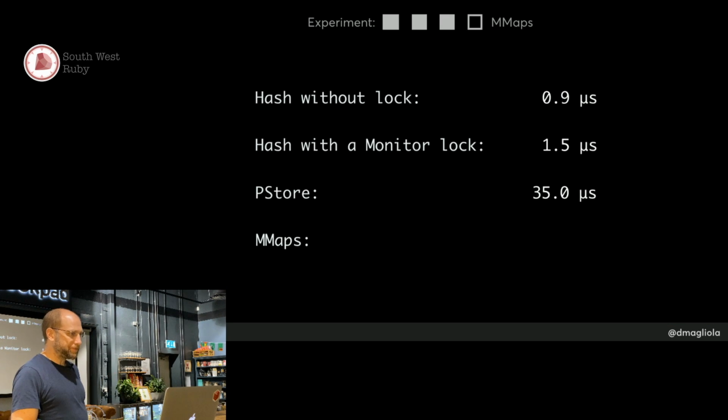Now, how fast is this? Well, as a recap, if you remember, we had a hash with no synchronization at all, which was just under a microsecond. We have a hash with a lock around it, which is for single process multi-threaded apps, and that's about a microsecond and a half. And we have the most reasonable solution we have so far for the multi-process problem, which is about 35 milliseconds, a microsecond, sorry. Memory maps, which as I mentioned, I really don't want to use, are actually quite fast, which is a bummer because I'm going to have to use these, right?